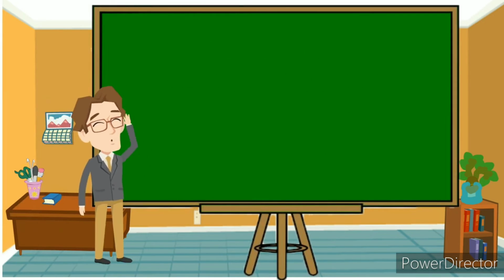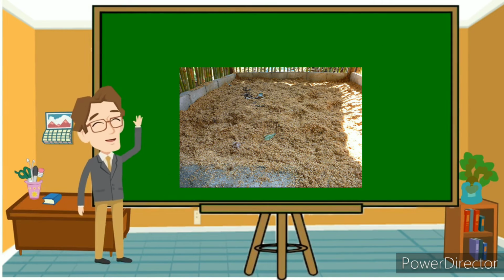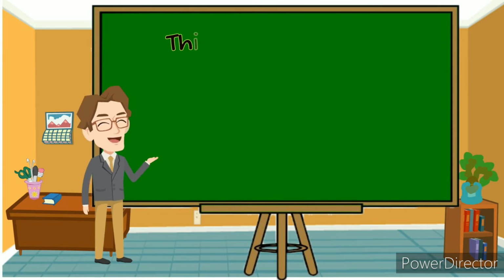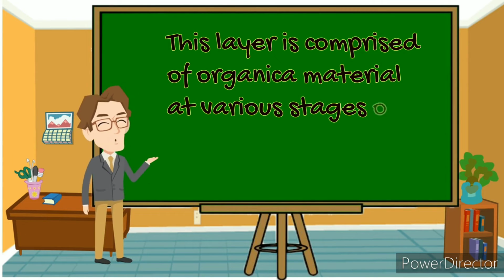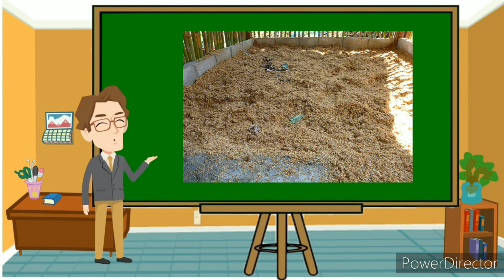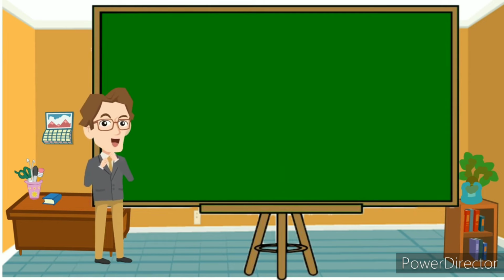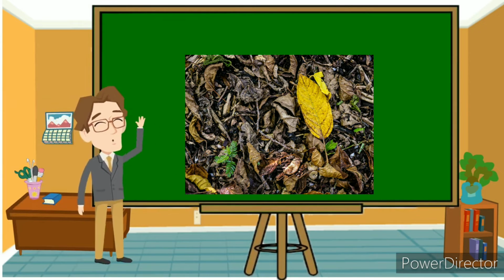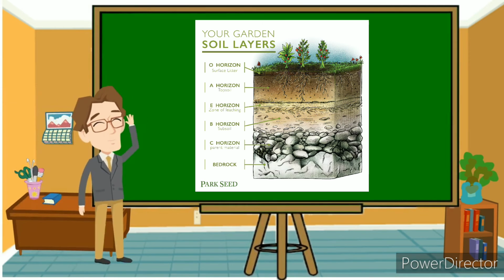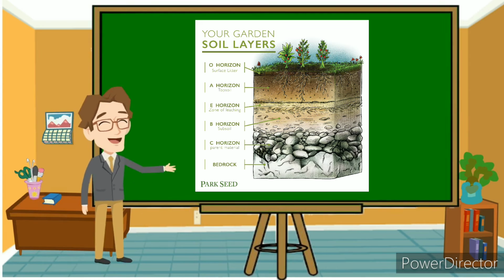Now, let us discuss the first layer of the soil. This is called the organic litter zone. This layer is comprised of organic material at various stages of decomposition. It is most noticeable in forested places where debris from fallen trees has accumulated. The majority of the material is organic, such as rotten leaves. In certain soils, this layer is thin, while in others, it is thick, and in yet others, it is completely absent.